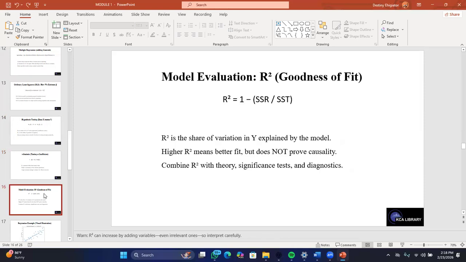Let's look at model evaluation, the goodness of fit. This is the equation, right? Where R2 is the share of variation in Y explained by the model. Higher R-squared means better fit, but does not prove causality. Combine R2 with theory, significance tests, and diagnostics when you are running your model.